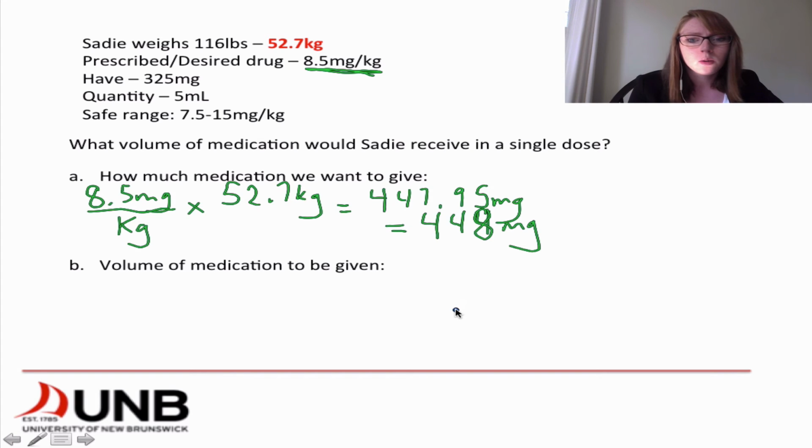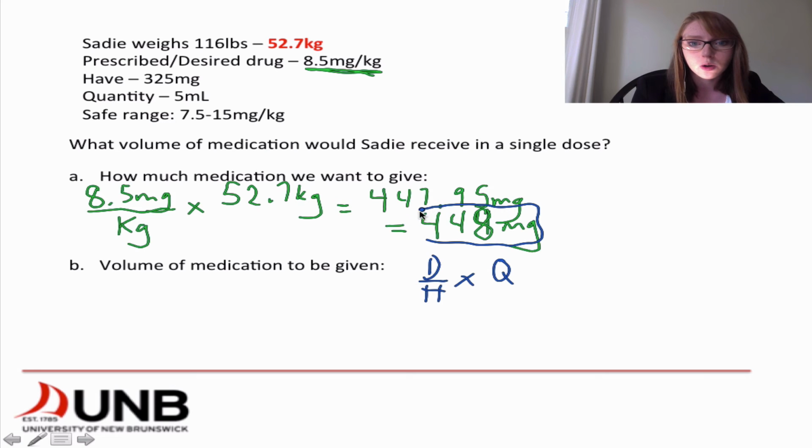So next, we're going to figure out the volume of medication to be giving. So this is going back to drug dosage calculations. If you haven't seen those, I have some other videos on them. You might want to check them out. So we're going to be using our formula. Our formula is D over H times Q. So this is desired. So now we know what our desired dose is. We know it's 448 over have. So we have that right up here times quantity. So it's 5 mils.